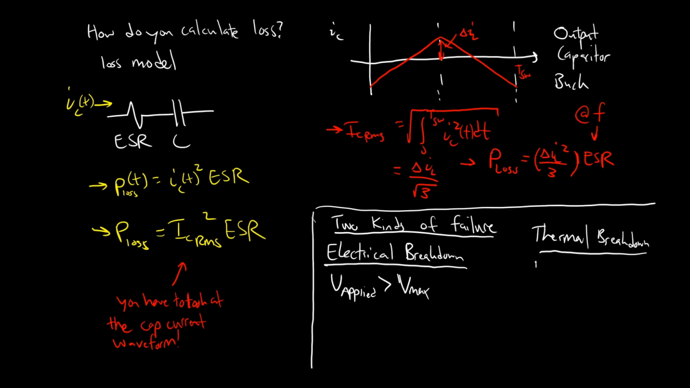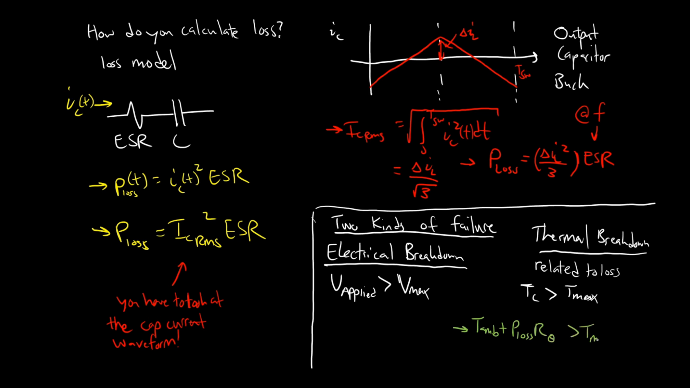This other thing, which is actually related to loss, the thermal breakdown, is basically when the capacitor overheats. So when you have this kind of loss, you're going to create heat in the device, and thermal breakdown happens when the T of the capacitor exceeds some maximum temperature that the capacitor can operate at. This temperature of the capacitor is related to the power loss. So how is it related? Well, it's the ambient temperature plus the loss times this new parameter, thermal resistance.